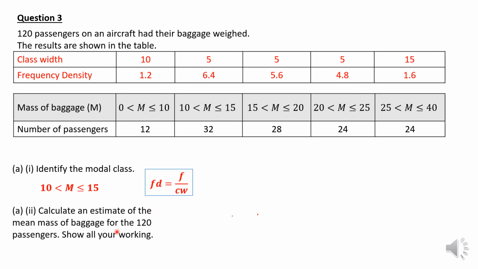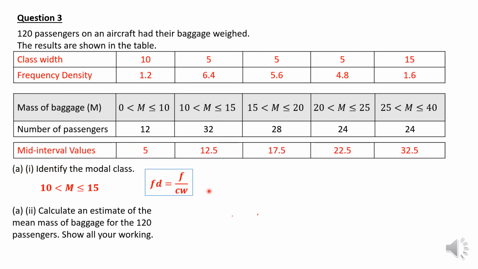Now they are saying we're supposed to find the estimate of the mean. This is going to be exactly the same. We have to find the mid-interval values. So I did the mid-interval values. You add 10 plus 0, half of that is 5. 15 plus 10, half of that is 12.5. 20 plus 15, half of that is 17.5, and so on.